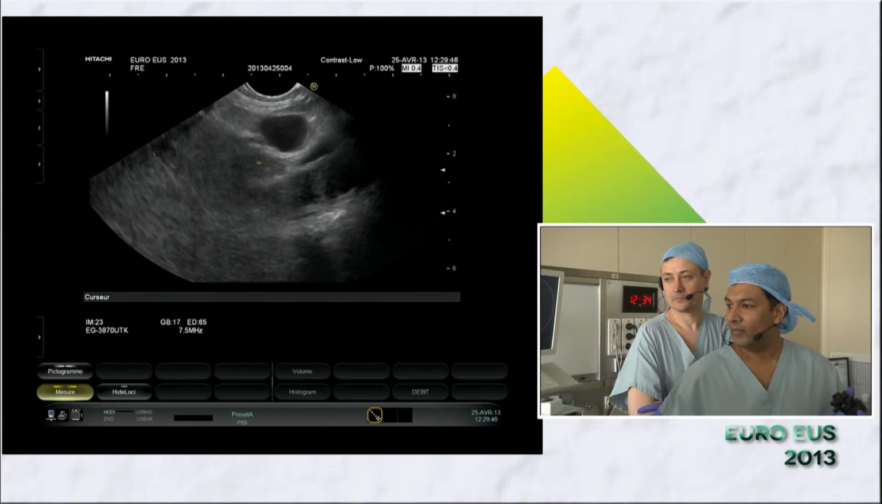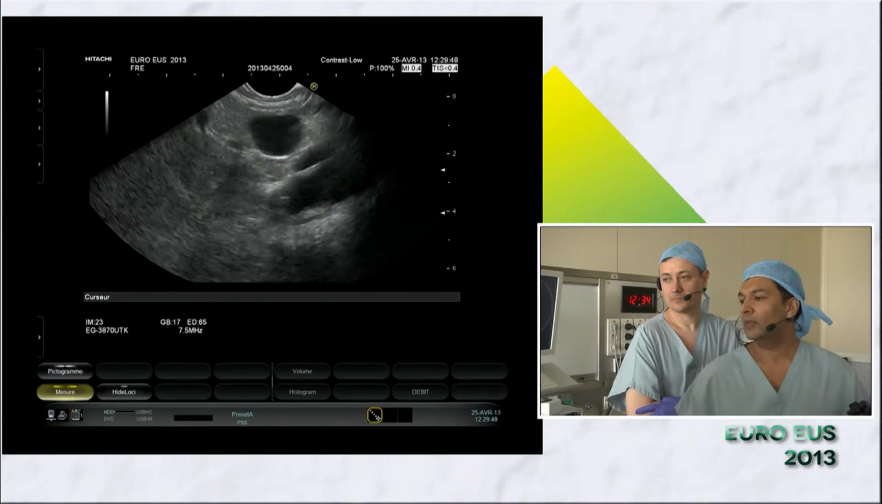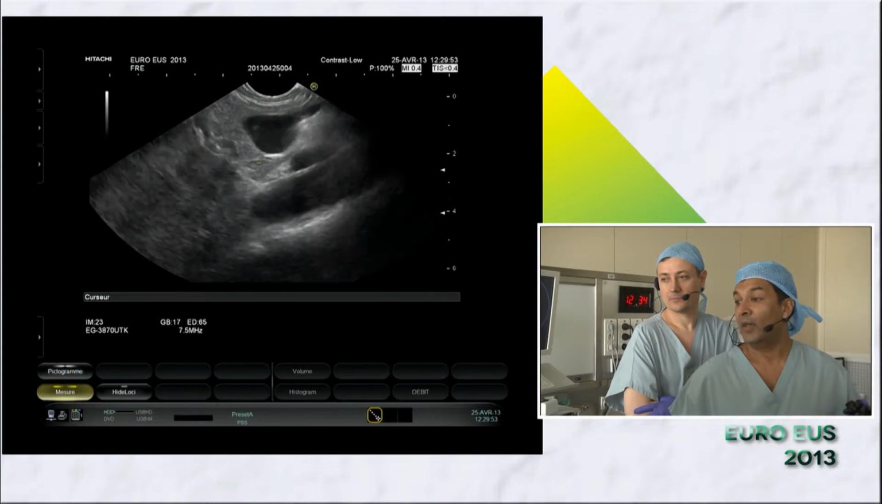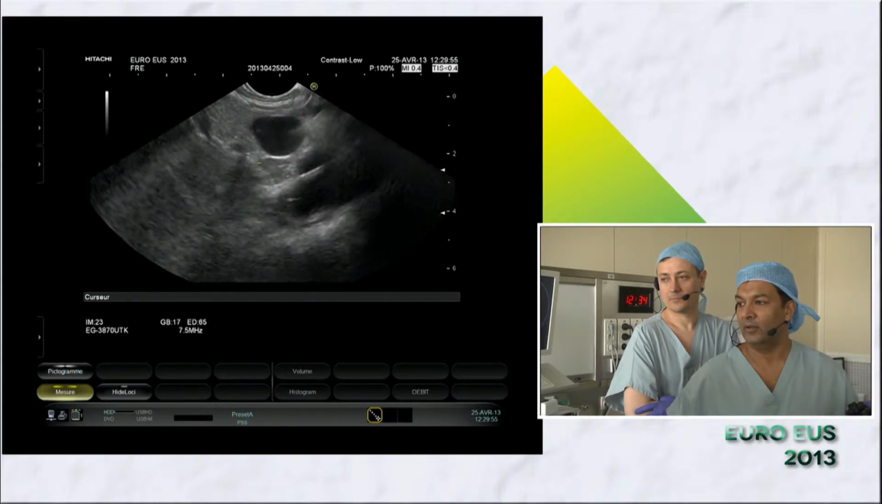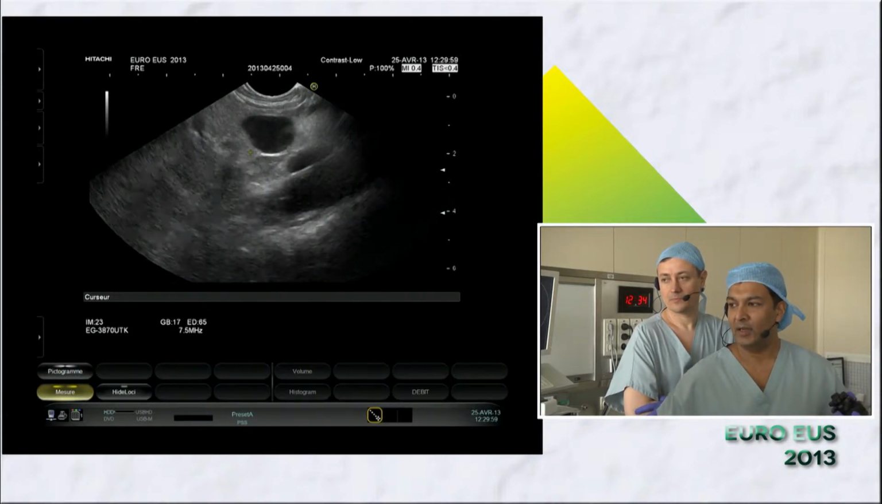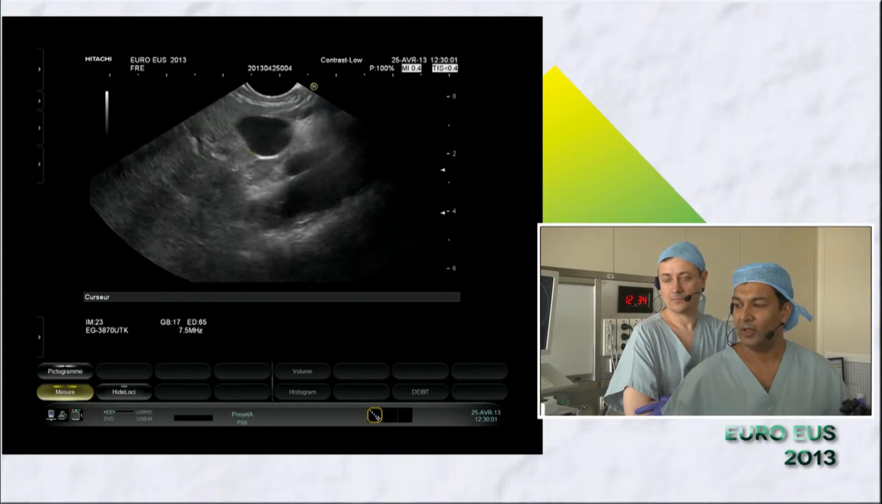Can I ask you a question? Were there any other phases of the CT available? Was there a pre-enhanced phase? I don't know, unfortunately. So maybe you can ask somebody else, one of the fellows.